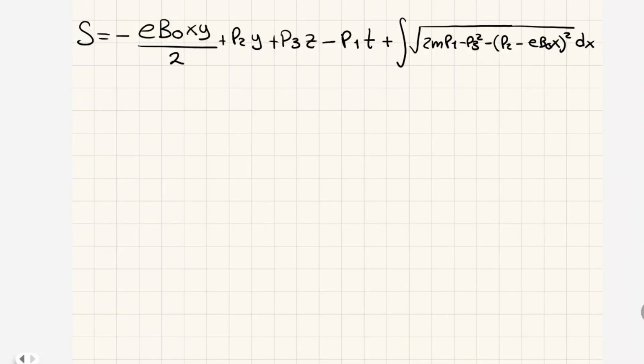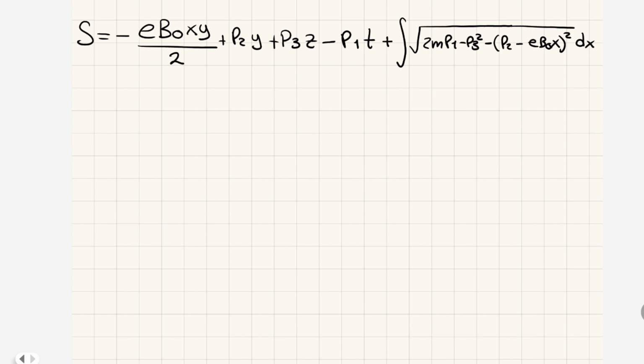Hello, welcome to another video where we are studying the motion of a charged particle that is inside a constant magnetic field. Remember that by now we have already made two other lessons talking about this topic. In the first one we found out what is the Hamiltonian associated to the particle, and then in the second lesson we found out what is the Hamilton-Jacobi equation associated to the system.